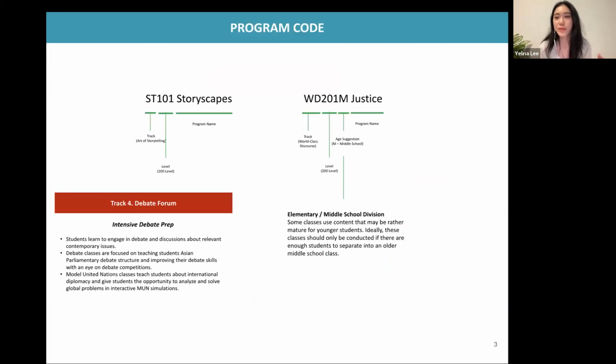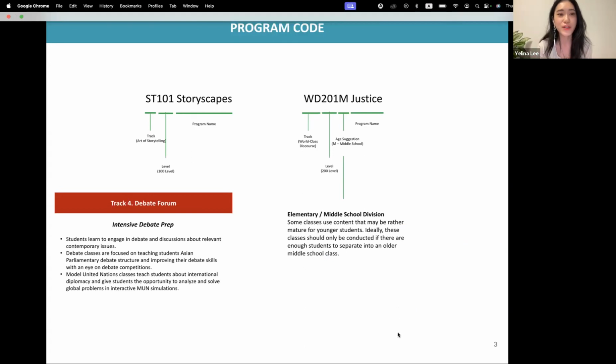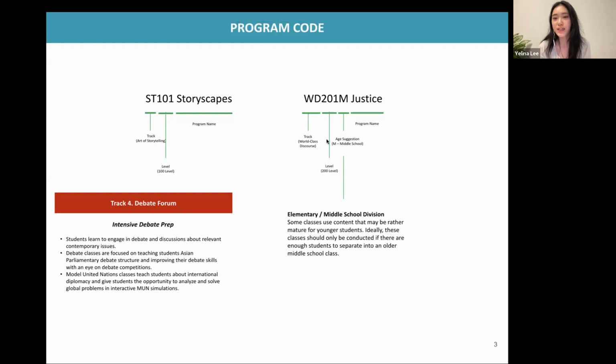Just a brief overview of the course code: the first letters are the track code. For us, it would be D. For storytelling, it would be ST. And then the level is 101 or 102, and there are also 200 levels and 300 levels. If there's an M, it usually means it's meant for middle school or a more advanced class. I don't think debate really has that, but it's a note to keep in mind.